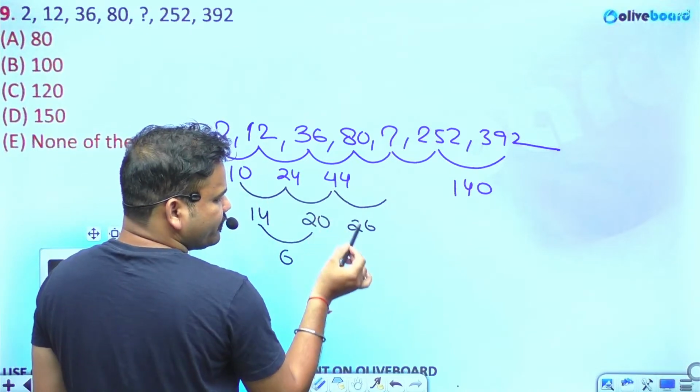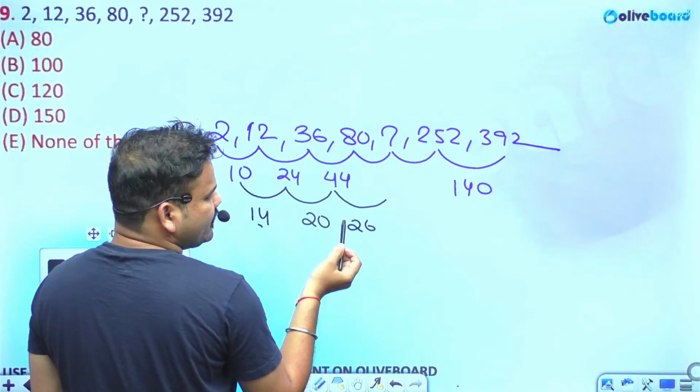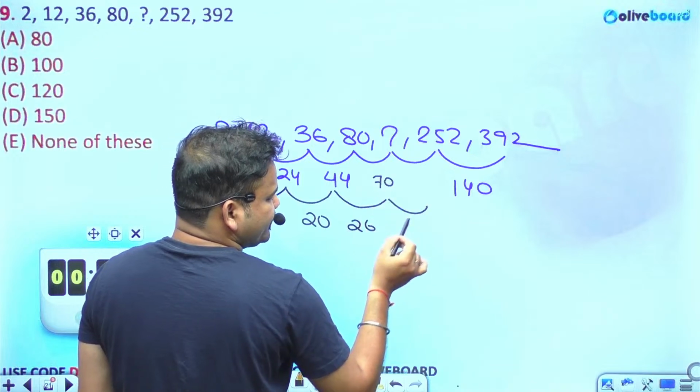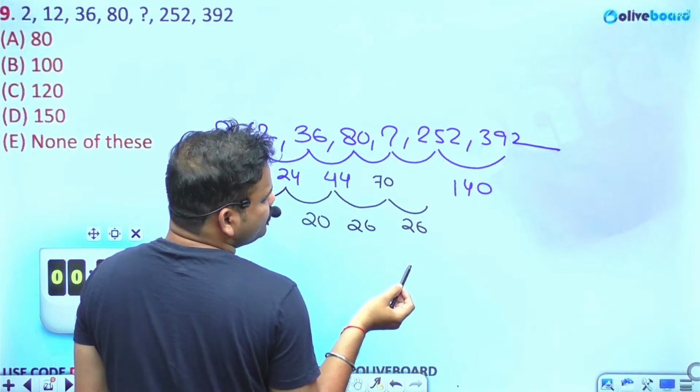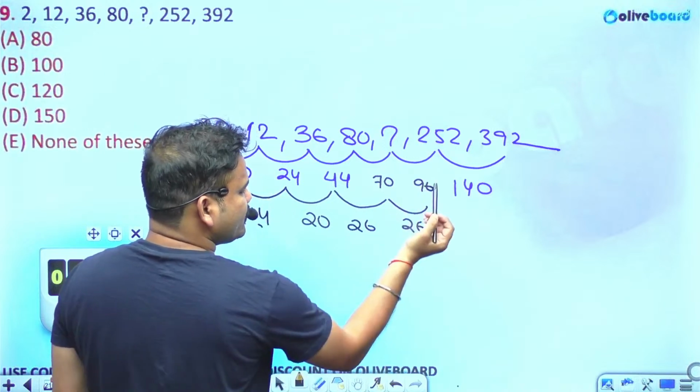So 44 plus 26 will be what? 44 plus 26 will be equal to 70. Now 70 plus 26 will be equal to 96. So 96, that is not possible. Okay.